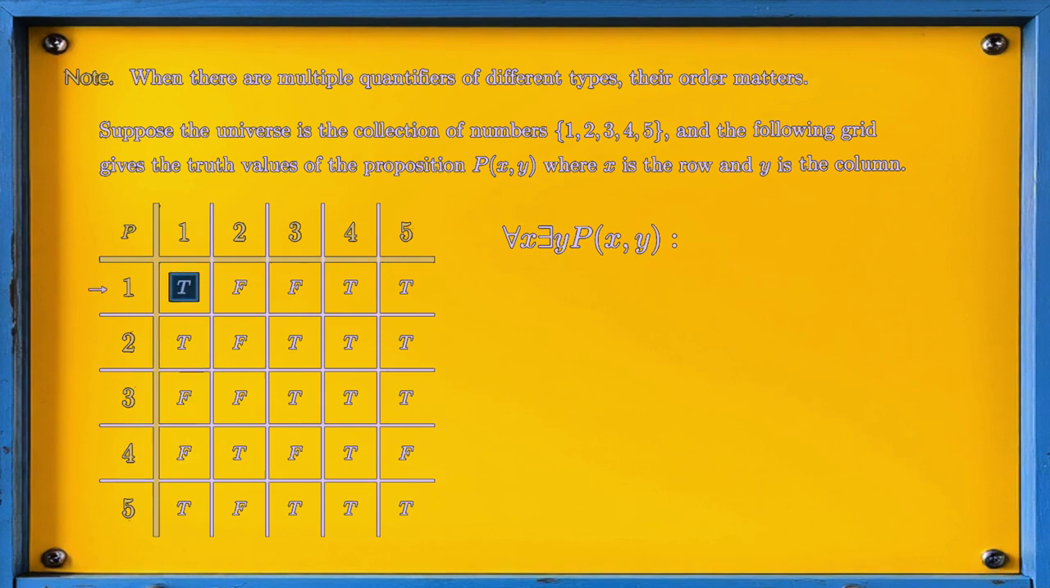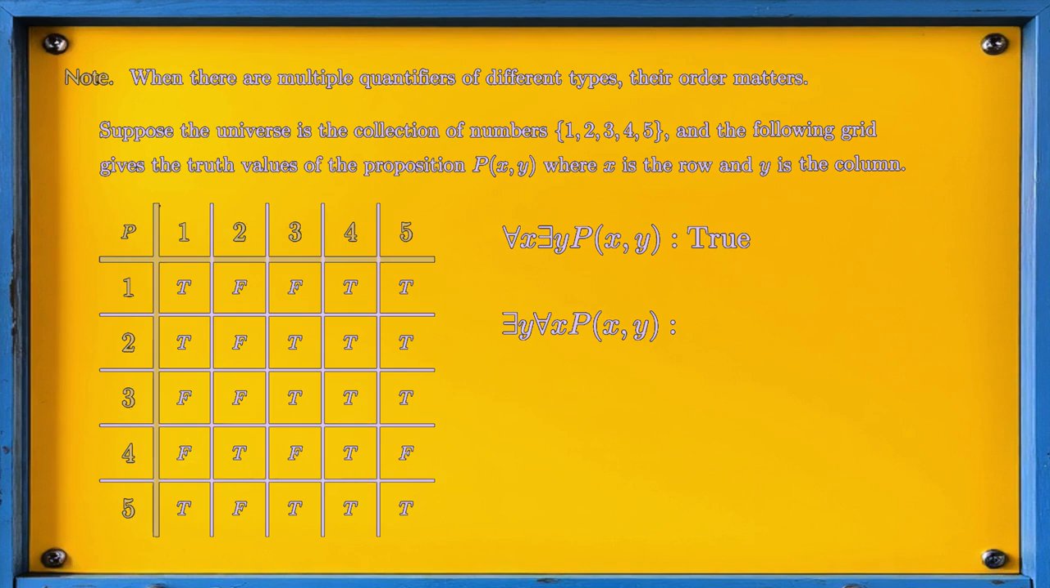Row 1 has true in column 1, row 2 has true in column 1, but row 3 we have to go to column 3 before we find a true value. Row 4 we go to column 2 to find a true value, and row 5 we find a true value in column 1. Since every single row has at least one true value, we see that the proposition for all x there exists a y, P(x, y) is true.